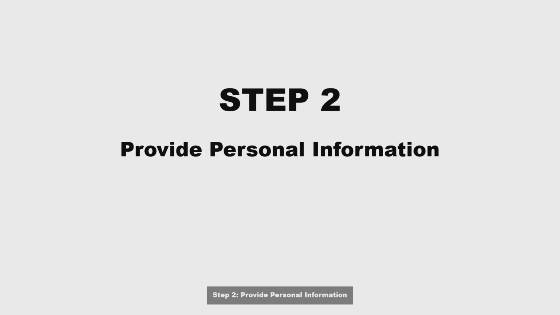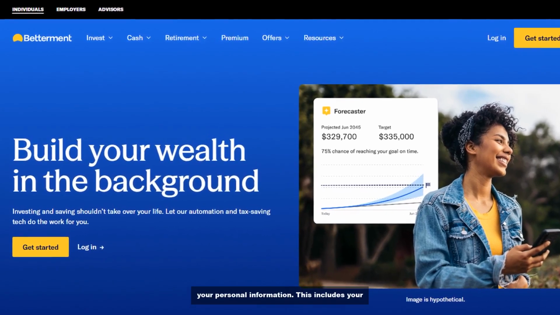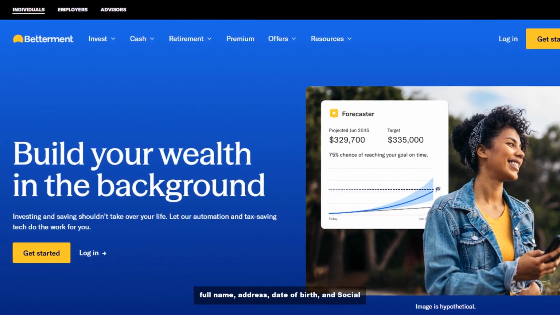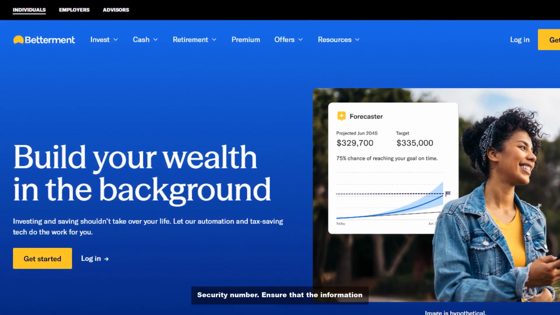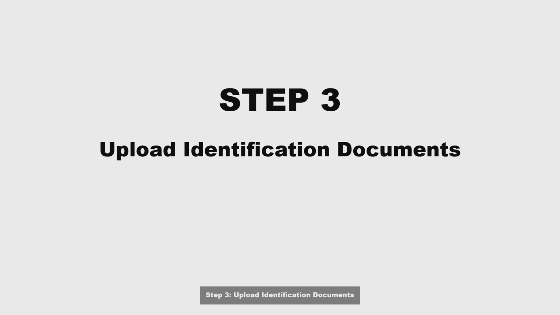Step 2. Provide personal information. Once logged in, you will be prompted to enter your personal information. This includes your full name, address, date of birth, and social security number. Ensure that the information is accurate to avoid delays.